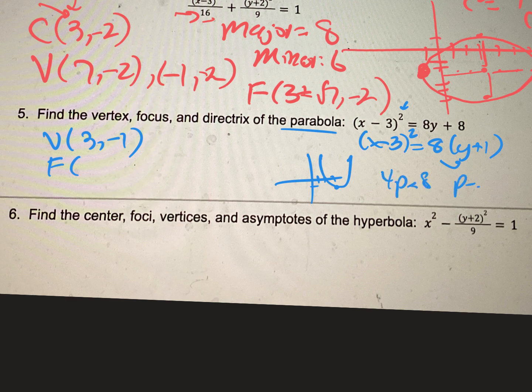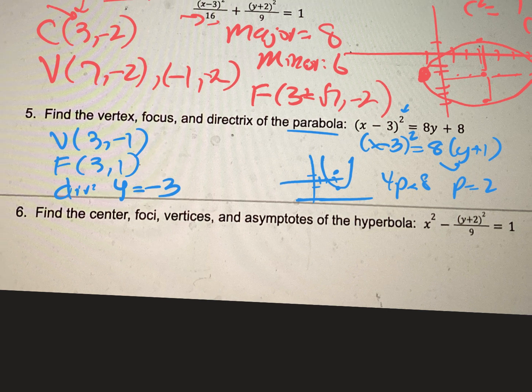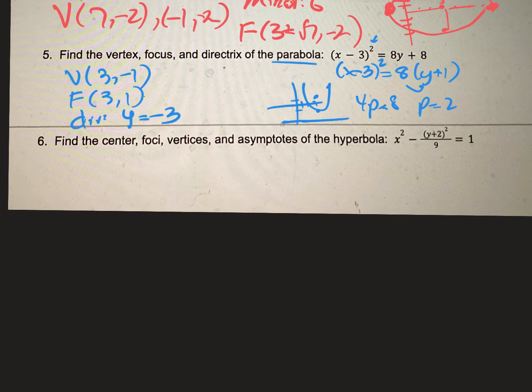So 4p is 8, which means p is 2. So if I went up 2 from -1, that would put me at +1. So the focus is at 3, +1. The directrix, of course, will be 2 below there, and 2 below -1 is -3. Because it would cross through the y-axis, I'm putting y equals -3. And there's that one.